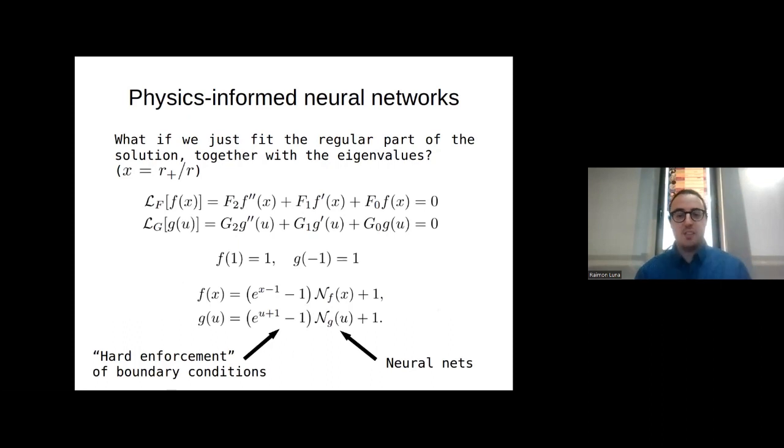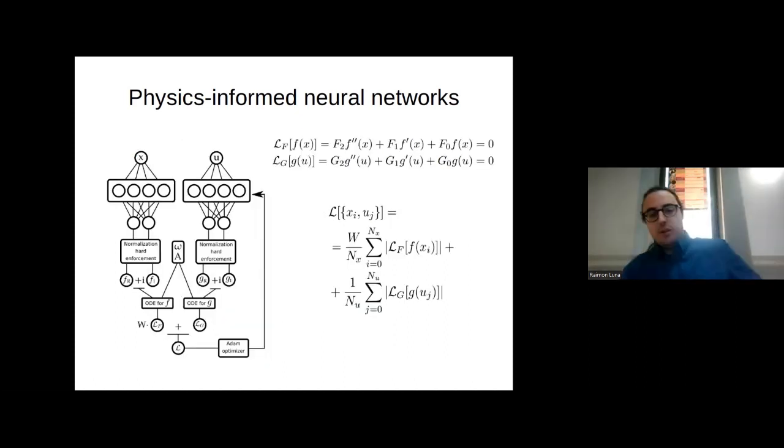Okay, so what if we just fit these functions? We fit these functions together with the eigenvalues, and all of it is equivalent to fitting a bunch of coefficients, the weights and biases of the network, as well as the eigenvalues. To impose the normalization, we use a trick called hard enforcement of boundary conditions, which is just multiplying whatever comes out of the network by factors that go to 0 at the point where we want to impose the boundary condition, and then adding 1. It is just a dirty trick that accelerates the training process.